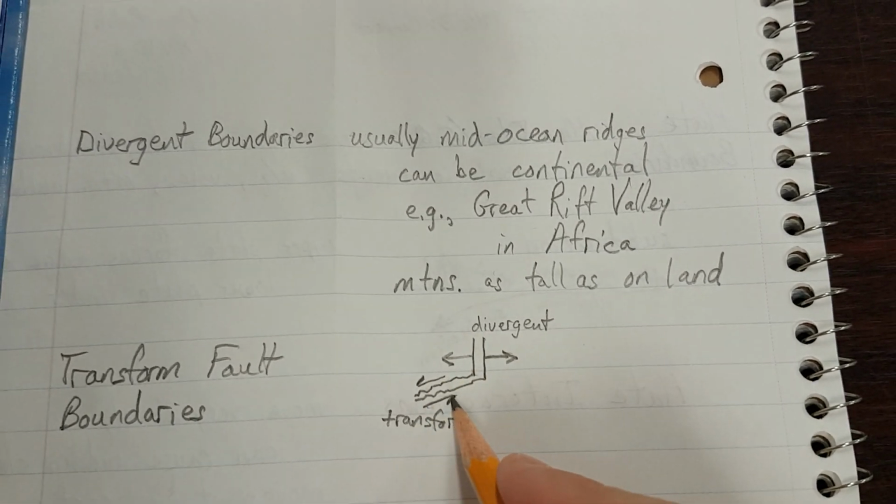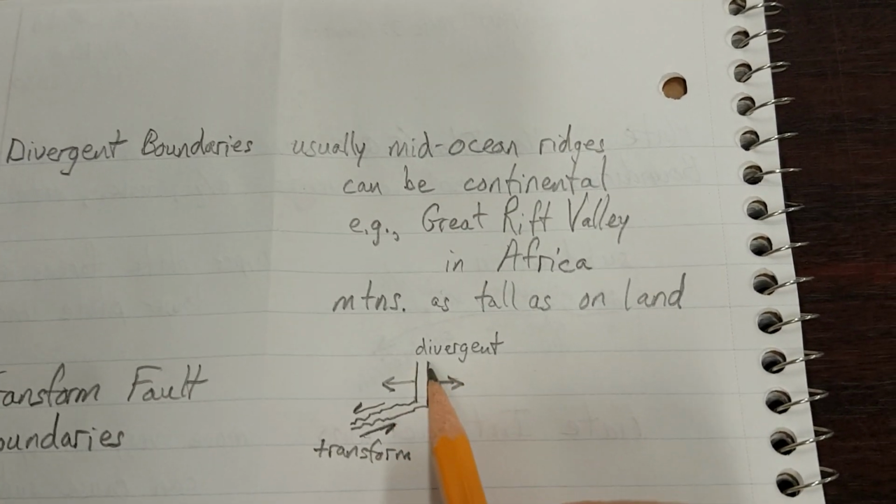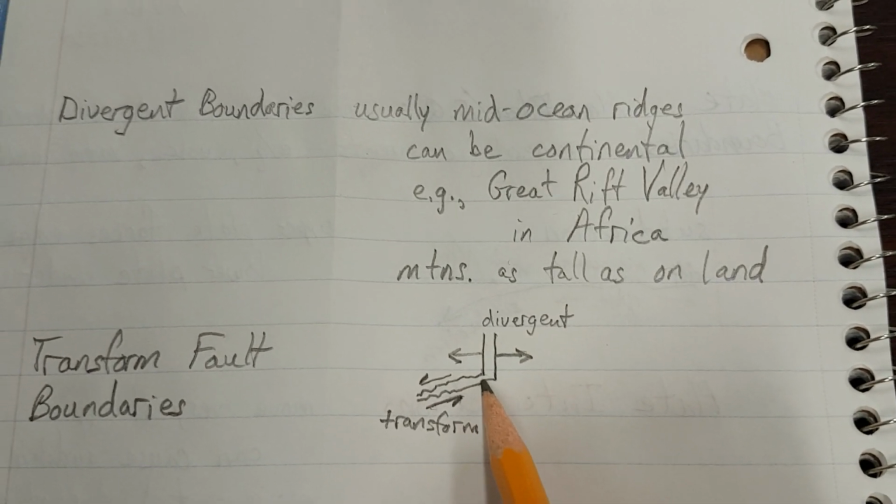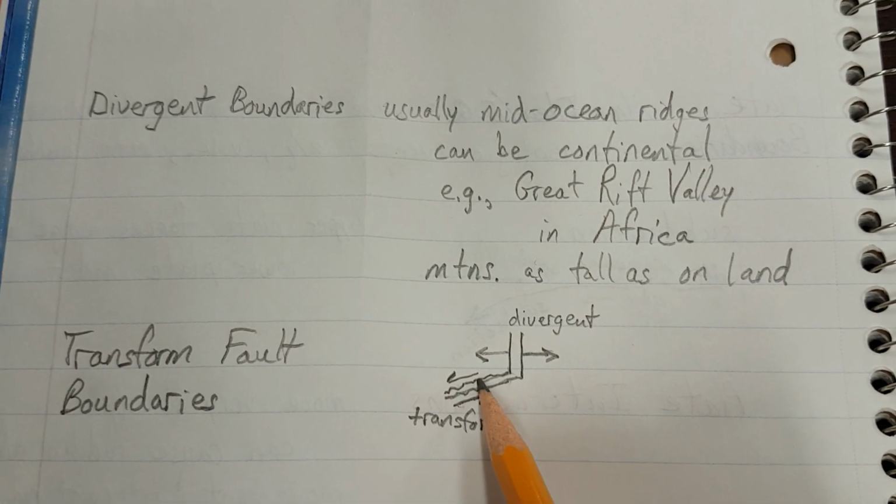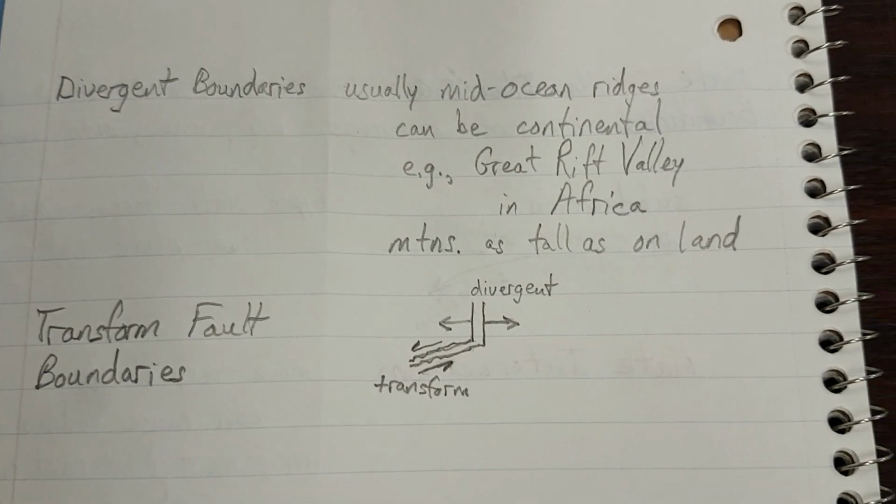T-R-A-N-S-F-O-R-M. Okay, so some places they diverge, but then when it turns in angles like that, you're going to get transforms sliding past each other.